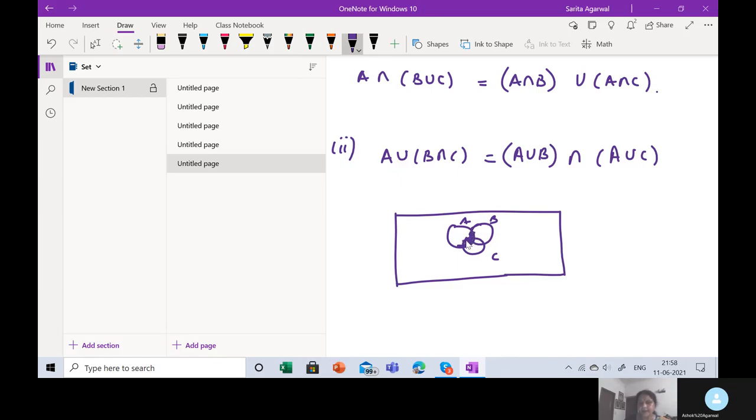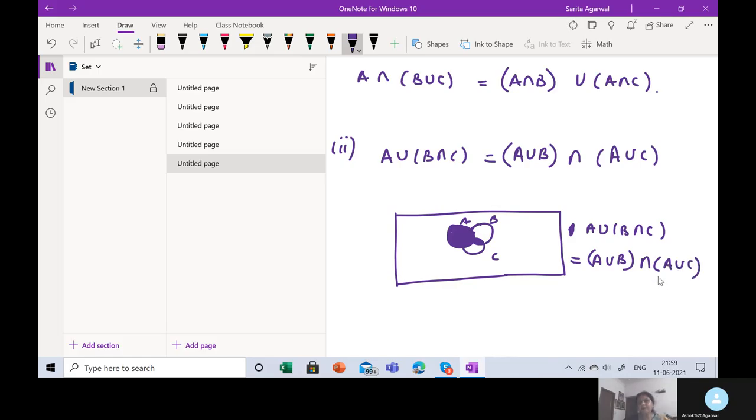right? It is A union (B intersection C). So it is this one. A intersection (B union C) is this. Right? A union (B intersection C): B intersection C is this portion and A is this. So this is this. Now what is A union B? A union B is this. A union C is this. And the intersection of this means A complete and this portion. So this shows that this is A union (B intersection C), which is equal to (A union B) intersection (A union C).